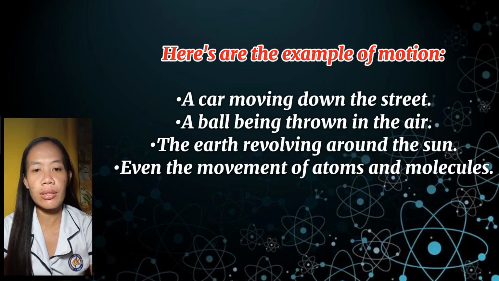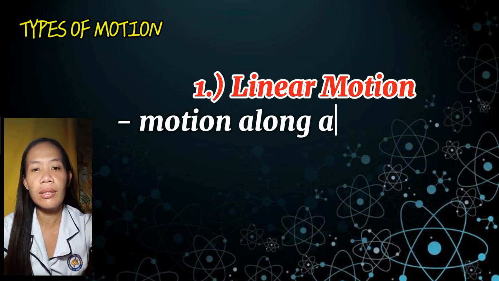Examples of motion. The first is a car moving on the street, a ball being thrown in the air, the earth revolving around the sun, and lastly, even the movement of atoms and molecules. So those are the types of motion.